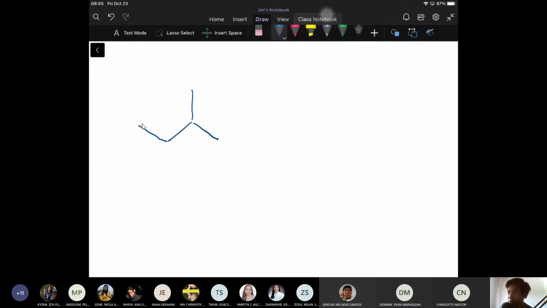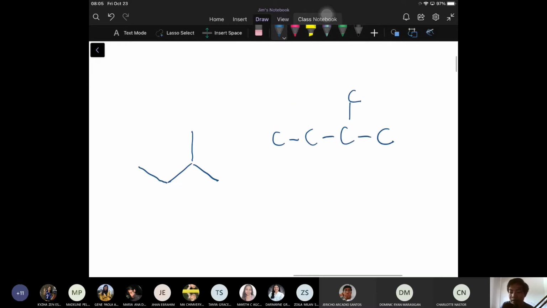So, ito yung i-draw muna natin. Itong zigzag na to. Draw natin yung zigzag na yan. 1, 2, 3, 4. C, C, C, C. Then, ang mapapansin nyo, on your third carbon from the left, 1, 2, 3. Dito, may nakatusok na carbon sa taas. Papakita natin yan, syempre.